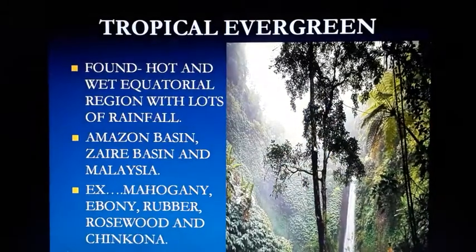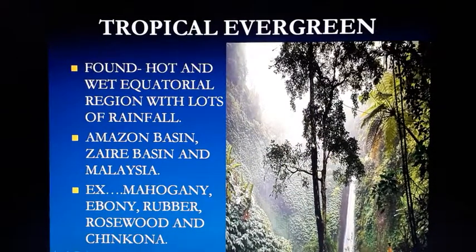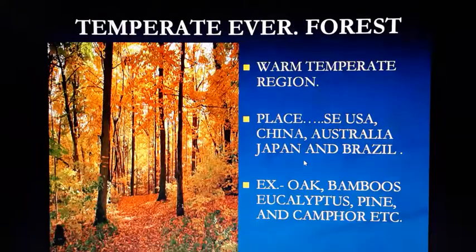Coming to the first one, tropical evergreen, found in hot and wet equatorial regions with lots of rainfall. Amazon basin, Congo basin and Malaysia are some of the examples. What type of vegetation do we find? We have mahogany, ebony, rubber, rosewood and cinchona in such areas.